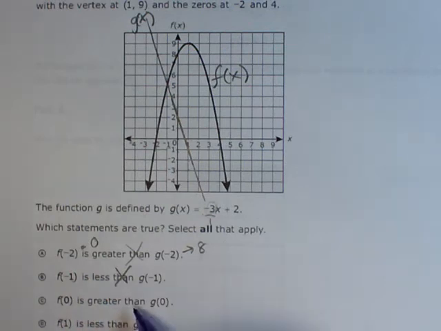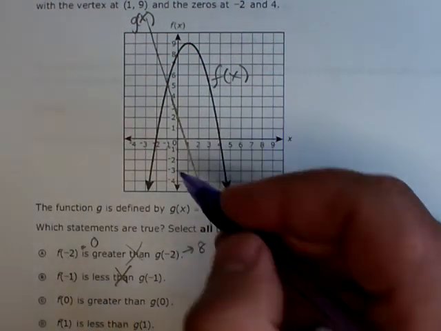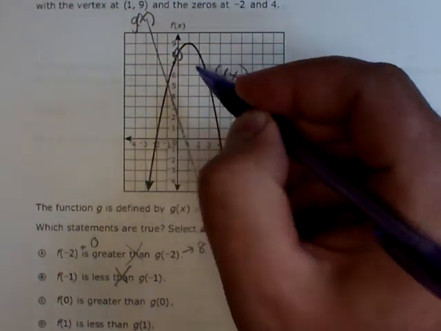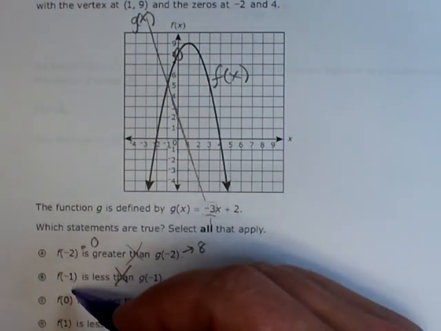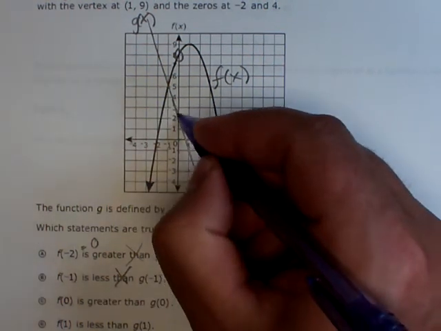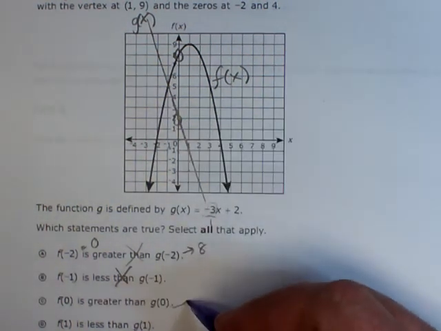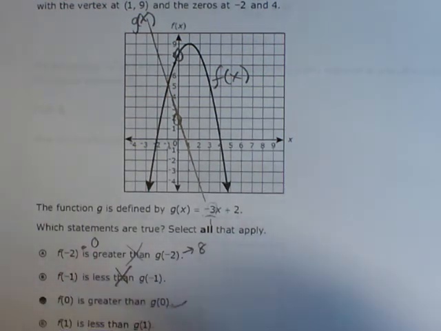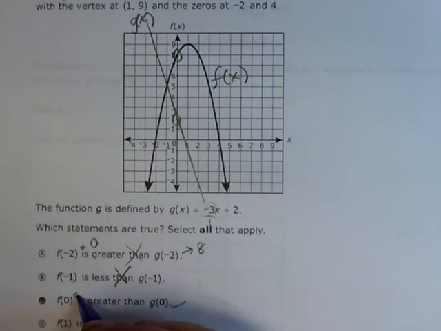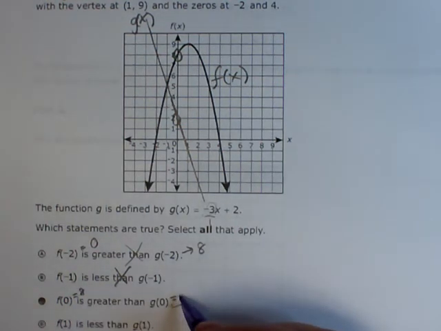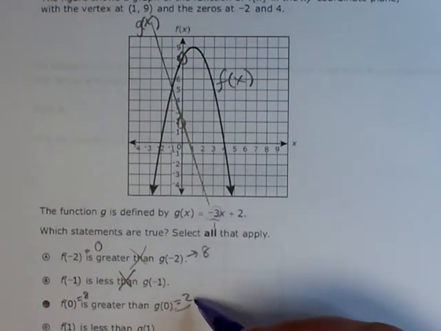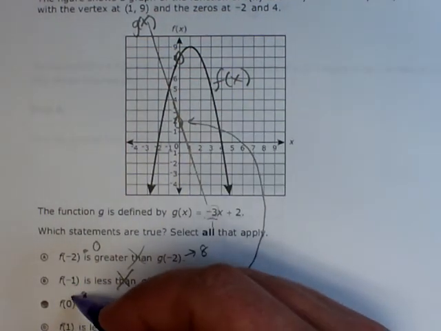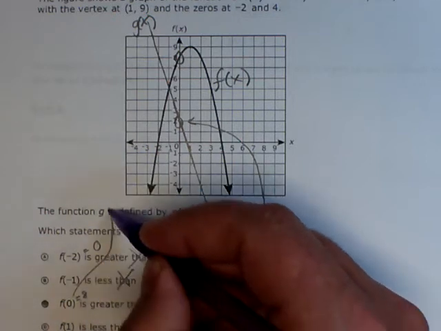F of 0 is greater than g of 0. Yes, that's true. F of 0 is 8. G of 0 is 2. You can see that on the graphs there. Trying not to write it in the answer area.